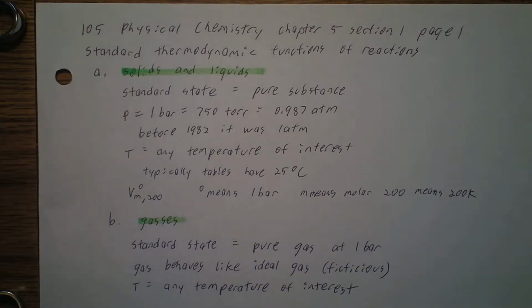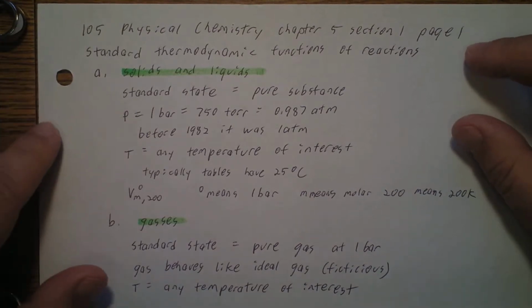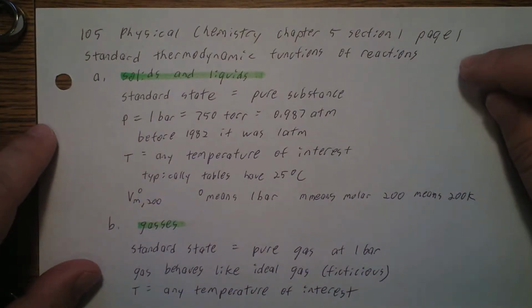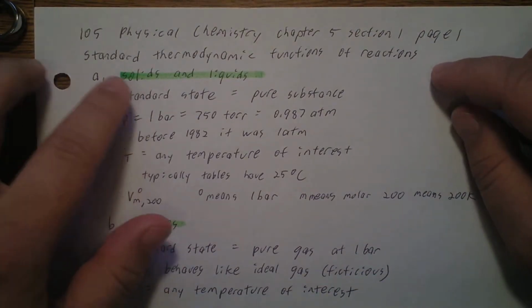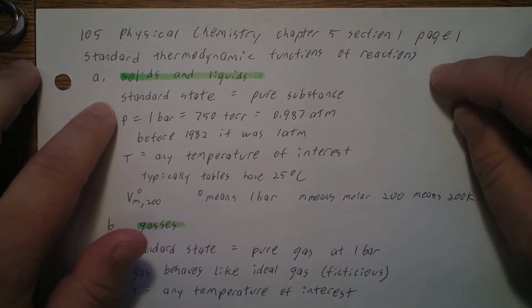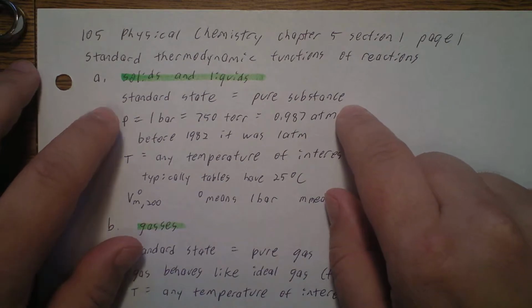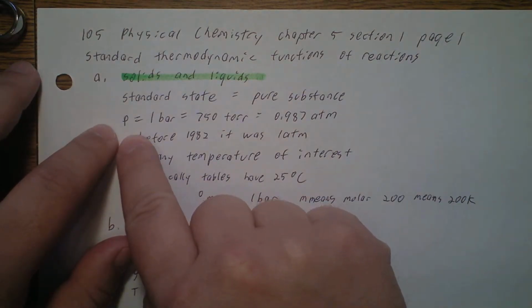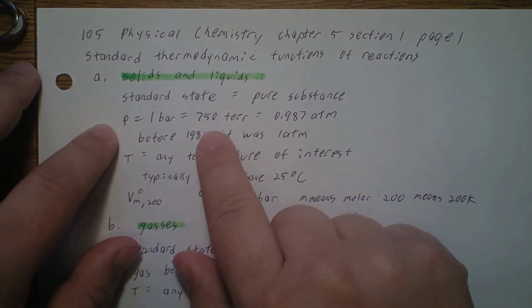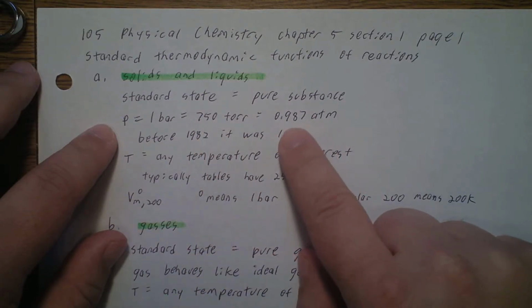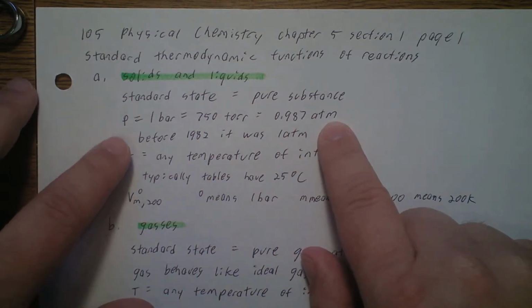Continuing in physical chemistry, we're now starting chapter 5, beginning with section 1. So we're going to talk more about standard thermodynamic functions of reactions. Now first let's talk about solids and liquids, the condensed phase. The standard state is the pure substance. The pressure is 1 bar, which is the same as 750 torr, or 0.987 atmospheres.